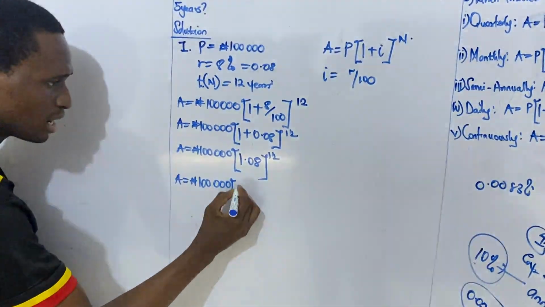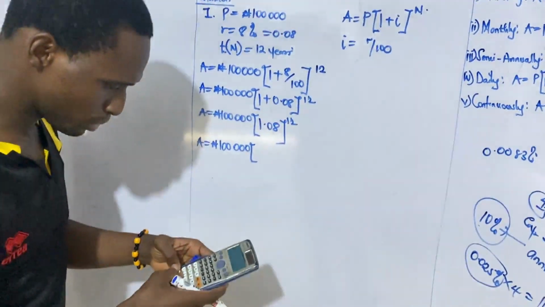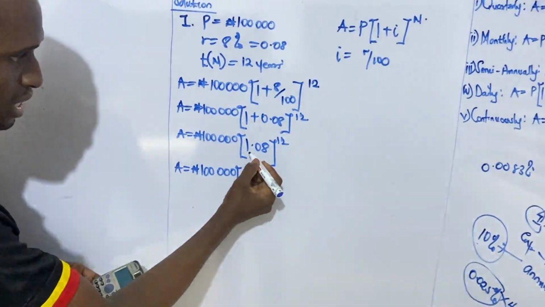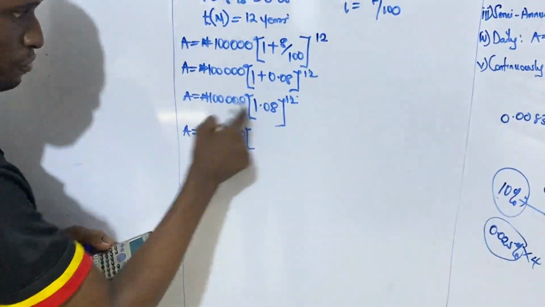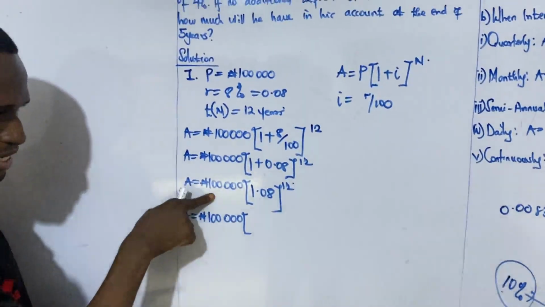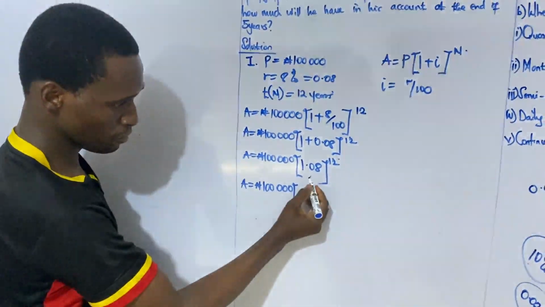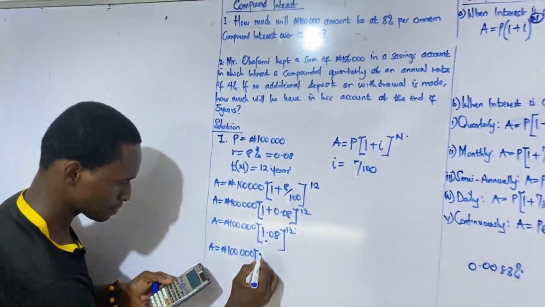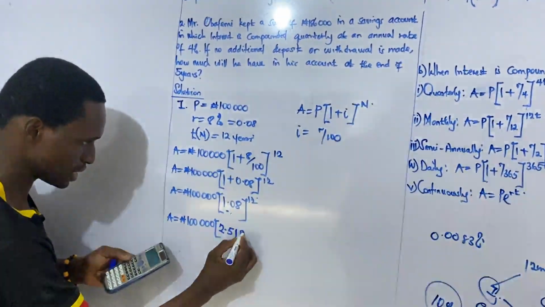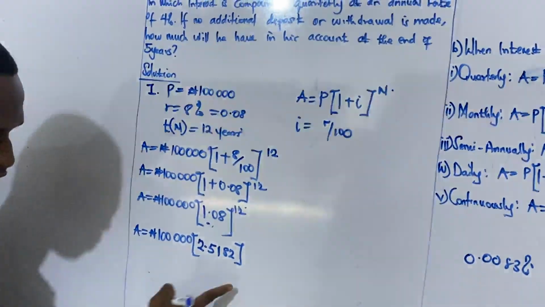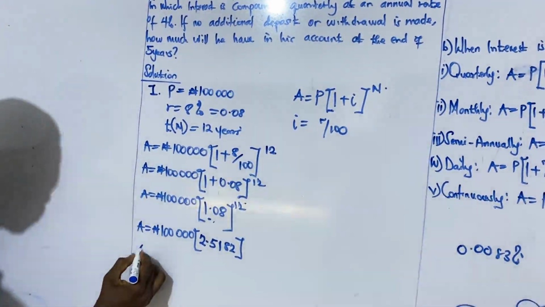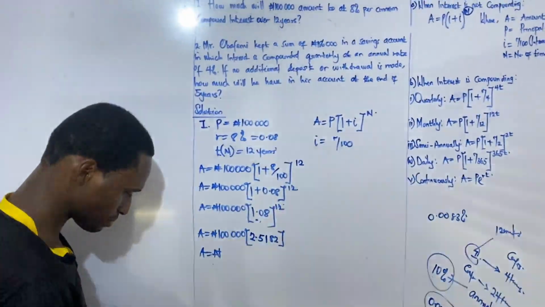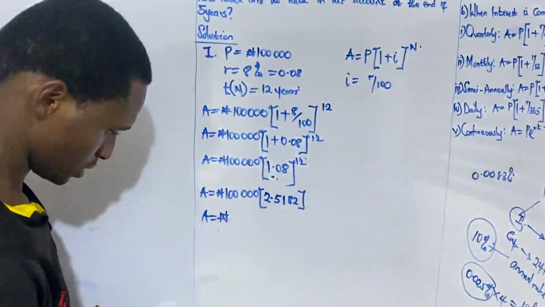Now A is going to be 100,000 naira times 1.08 raised to power 12. So you first calculate this power 12 before multiplying by this. Don't do this times this and then power 12. No. You first do this value to the power 12. This value to the power 12 will give 2.5182, to 4 decimal places. So A will now be, multiply by 100,000.